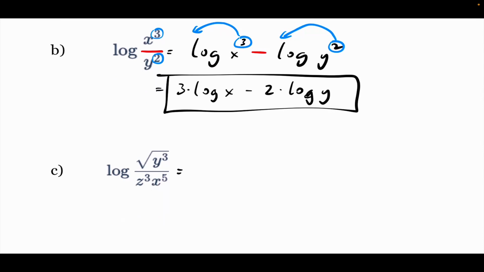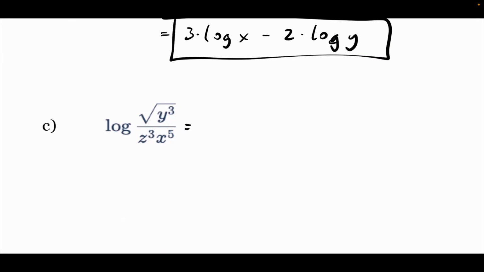Letter C. What's different about letter C that A and B didn't have? Square root has a root. And there's three terms, right? There's three guys. I have a Y, an X, and a Z. Well, we're expanding. So the first thing I'm going to do is split them up using division. That means I'm going to give them each a log and put a subtraction in the middle. So I have a log of the top minus a log of the bottom.